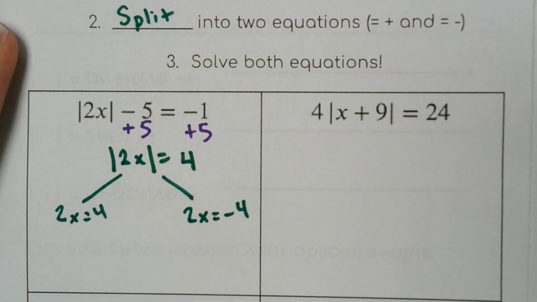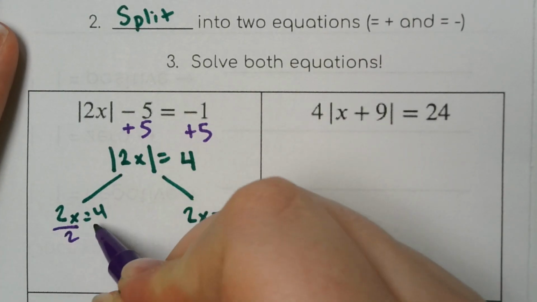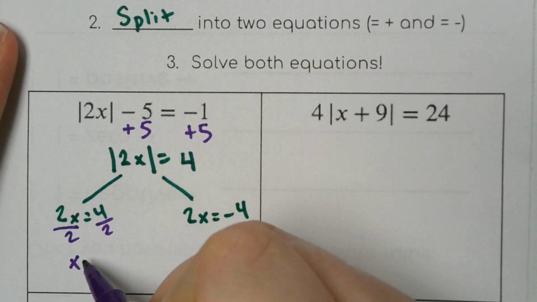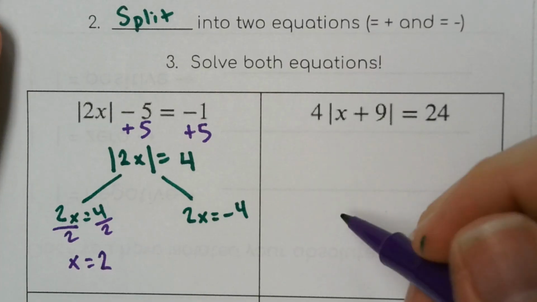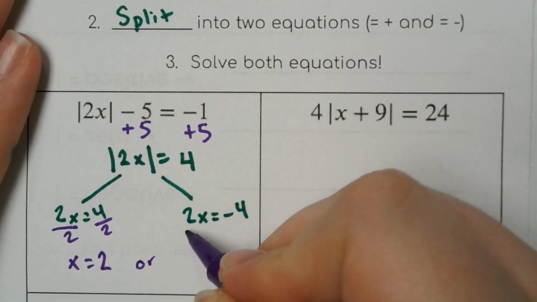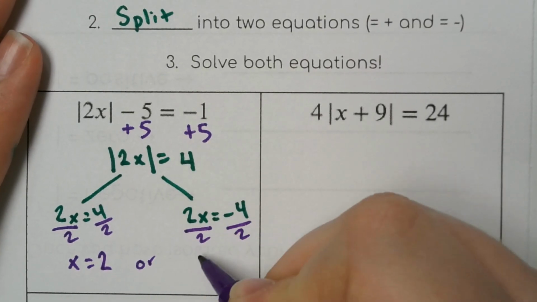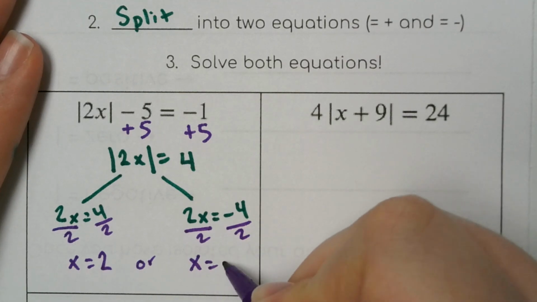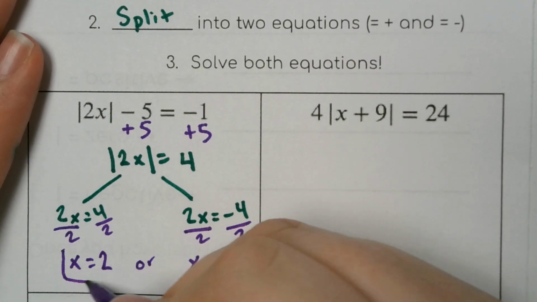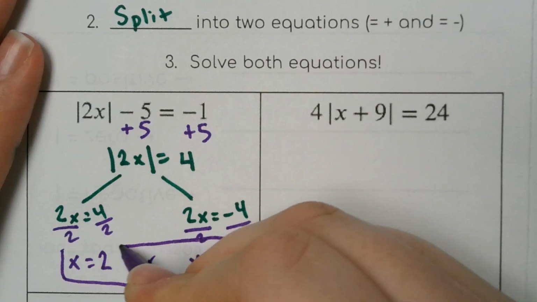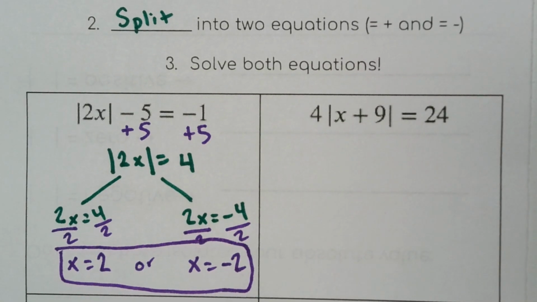So to solve this, we have to get rid of the 2 by dividing on both sides. You get x equals positive 2. Or on this side, we would divide both sides by 2. We get x equals negative 2. So those are two possible answers, positive 2 or negative 2. Any questions on that one? Okay.